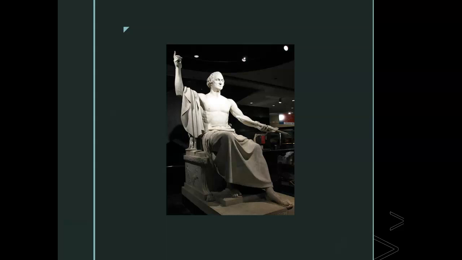Americans were still looking to Europe for their standard in art and culture, while at the same time developing a national identity. And this, of course, is why you see George Washington here depicted like a Greek god. This was created by the artist Horatio Greenough in 1840.